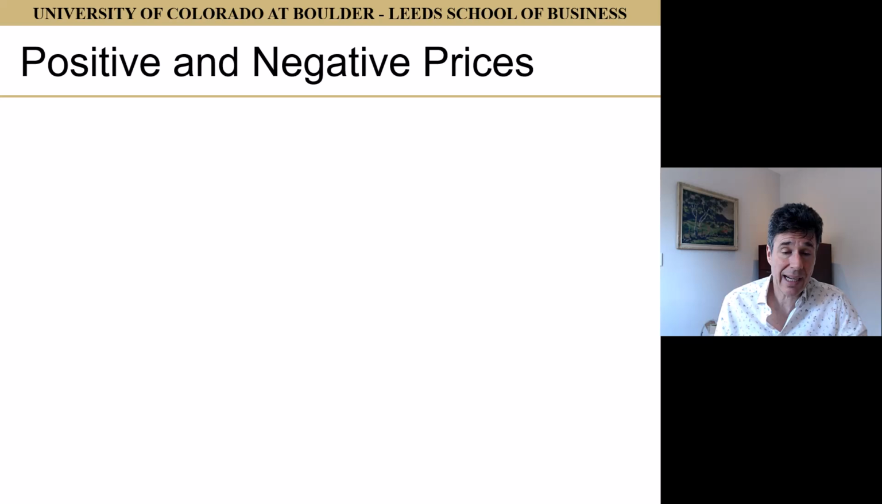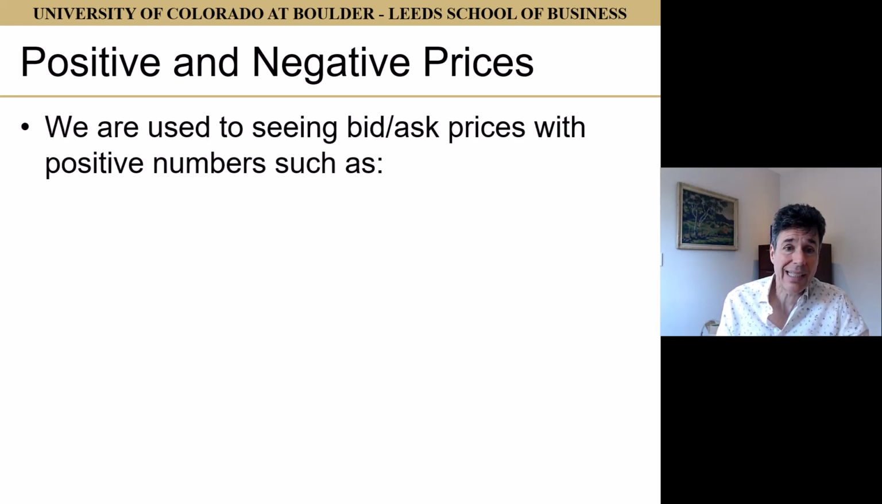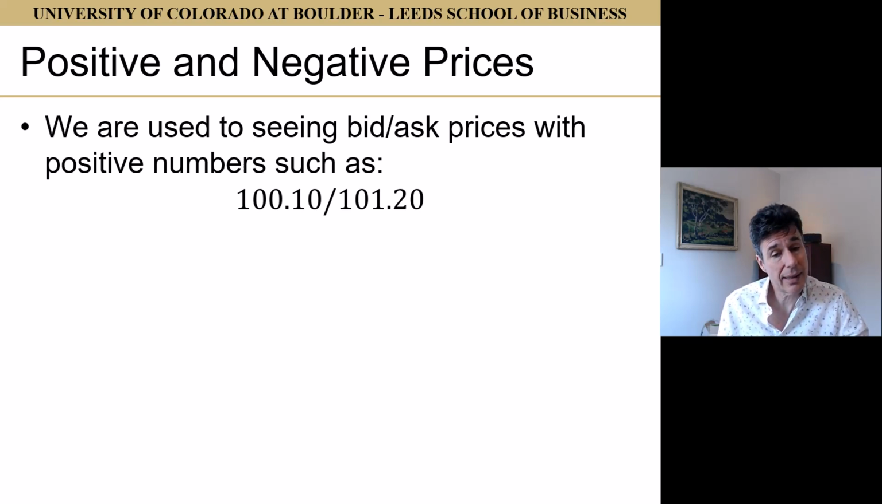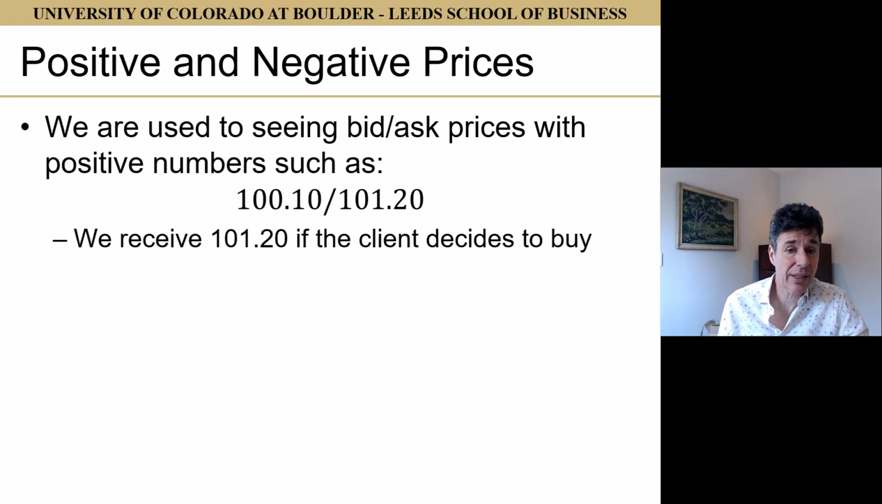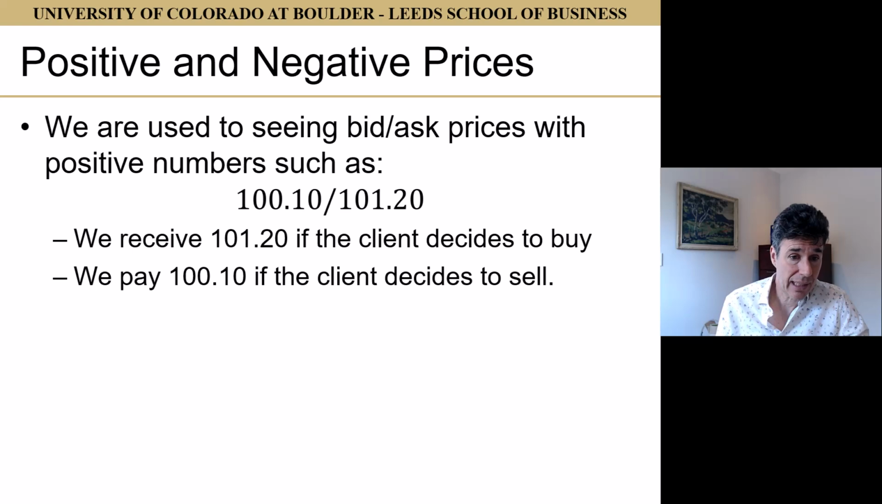One little aside here, which definitely gets confusing with forward contracts, is we're used to seeing bid-ask prices with positive numbers. So 100.10 at 101.20. The bid is 100.10, the ask is 101.20. From the dealer perspective, if the client decides to buy whatever this thing is, we receive 101.2. And if the client decides to sell to us, we're going to pay 100.1.